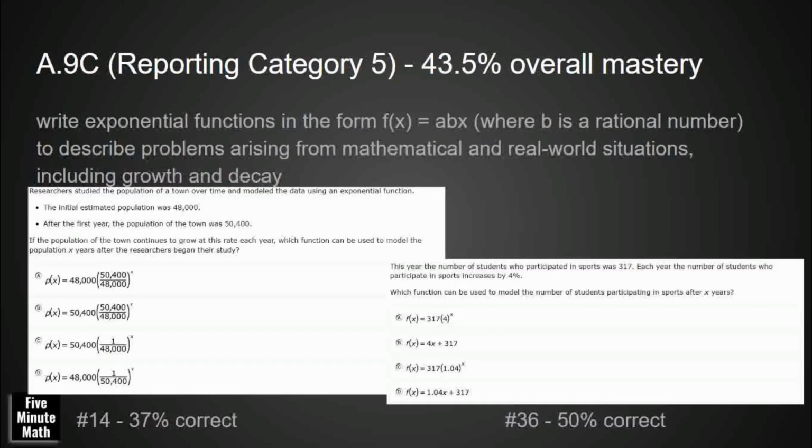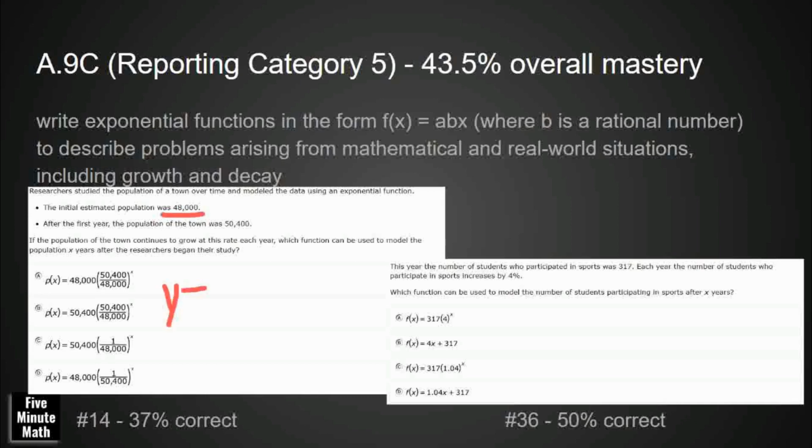All right, 8.9c, we are at 43.5% overall mastery. You could tell we did a little bit better on number 36, a little bit worse on number 14. So we're writing exponential functions when we get it in a real world situation. And we got two different issues here. Number one, they did not give you a percent in number 14, right? They give you your initial, right?